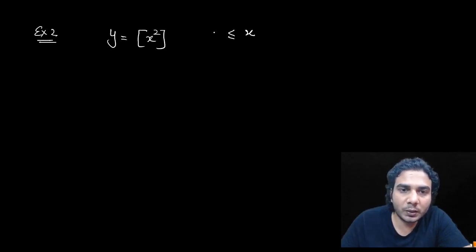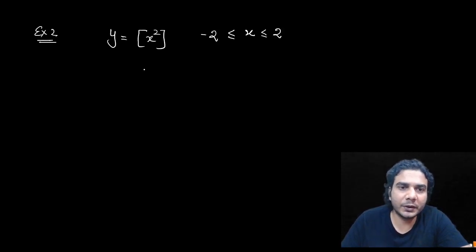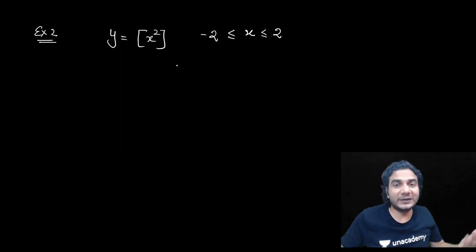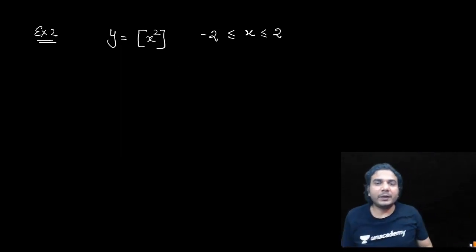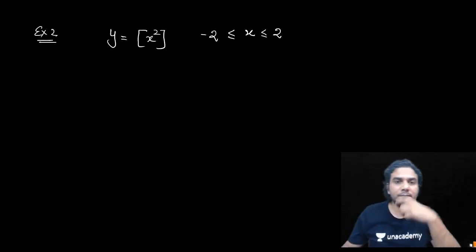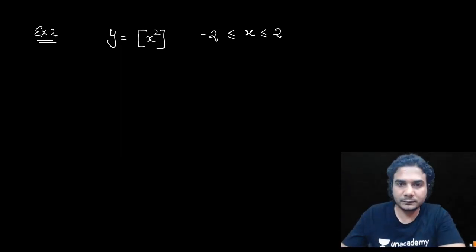The second one is y equal to greatest integer of x square. You need to plot this graph for x belonging to minus 2 to plus 2. You know, this is an even function, so the graph will be symmetric about the y-axis, all right? Let's do it.